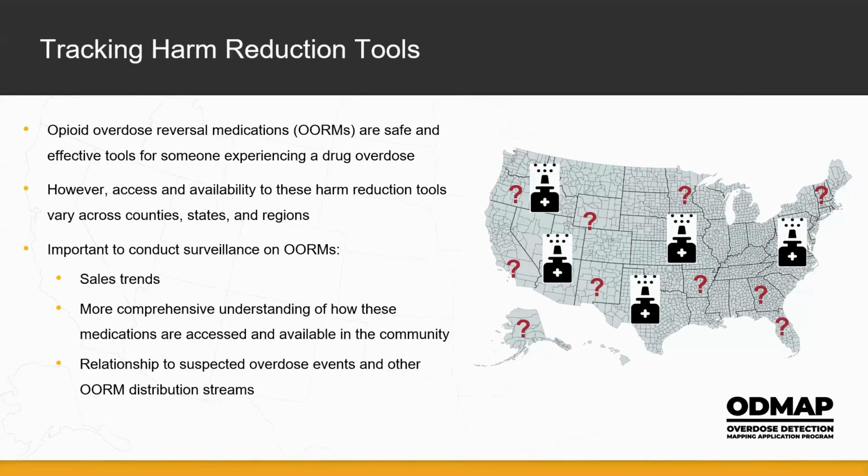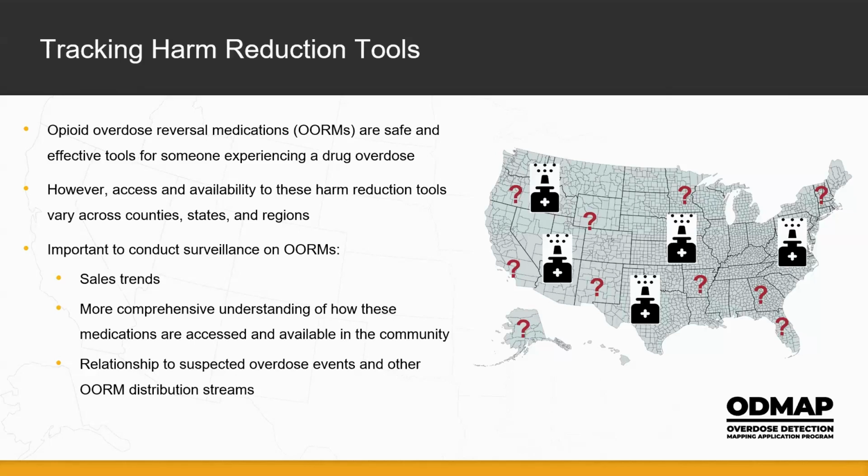While the naloxone saturation layer currently focuses on the availability and saturation of publicly funded naloxone kits at the county level, it's also important to understand opioid overdose reversal medication trends from other access points, especially since they have become an integral component in overdose reduction and prevention strategies across the country.